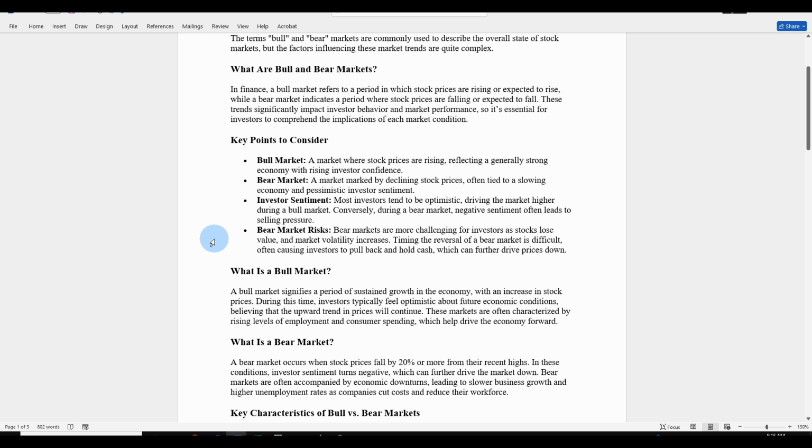Bear market risks: bear markets are more challenging for investors as stocks lose value and market volatility increases. Timing the reversal of a bear market is difficult, often causing investors to pull back and hold cash, which can further drive prices down.